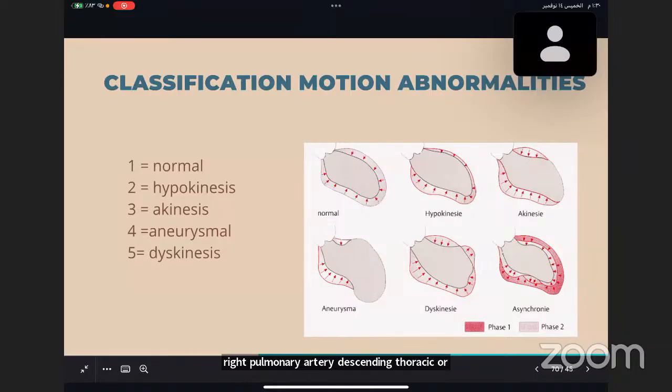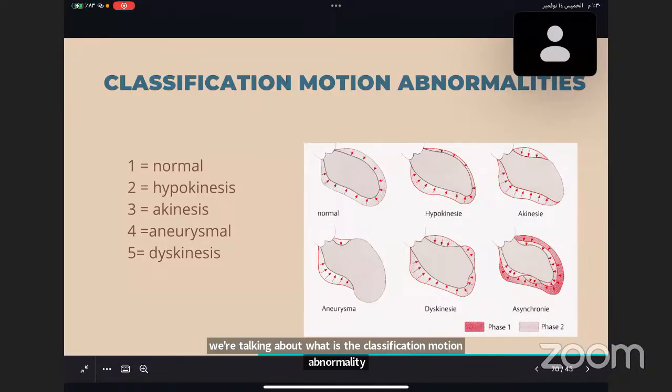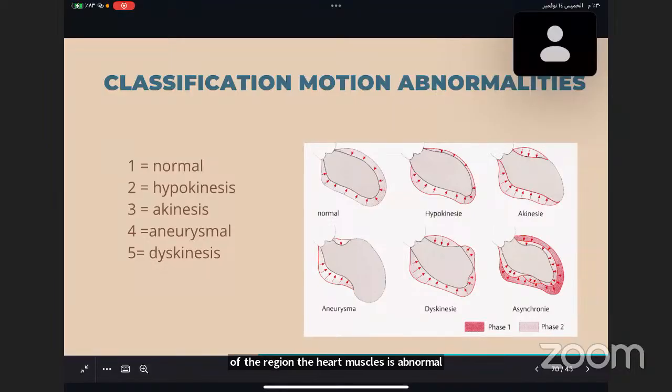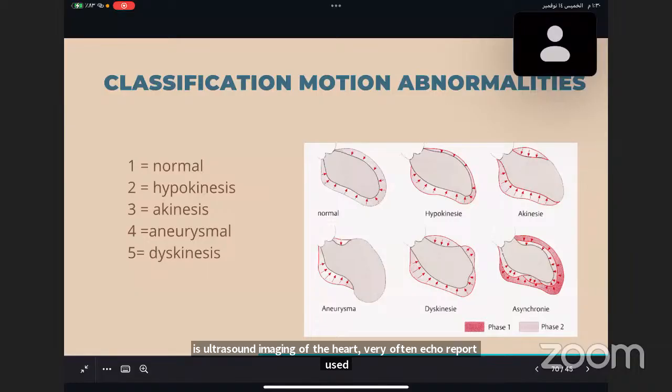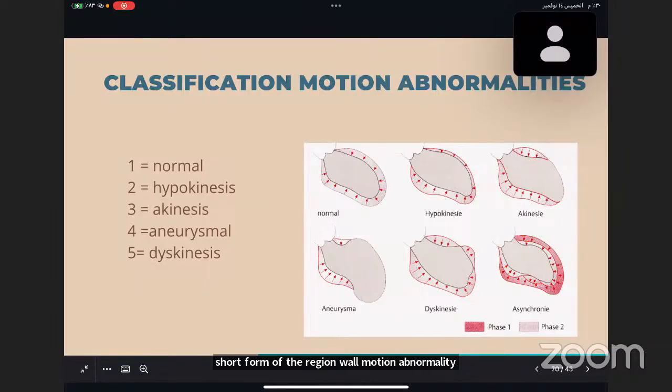Now we're talking about the classification of wall motion abnormality. Regional wall motion abnormality means the motion of a region of the heart muscle is abnormal, and there are some terms commonly used in echo. Echo is the ultrasound imaging of the heart. Very often echo reports use the short form of regional wall motion abnormality instead of the full form, for different types of regions of the heart. This is the classification of abnormality.